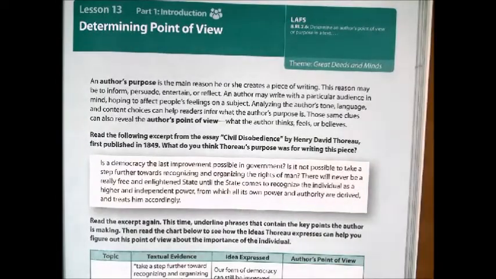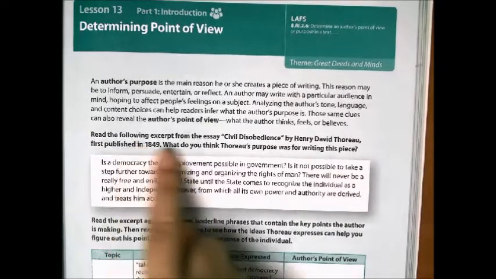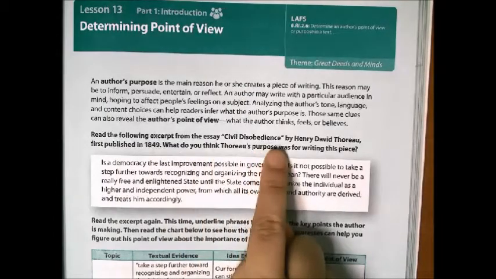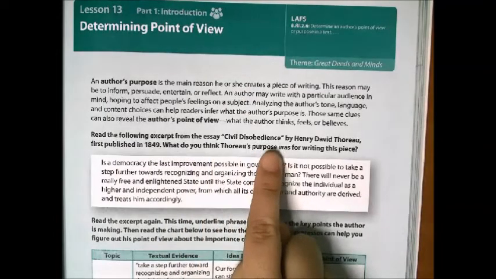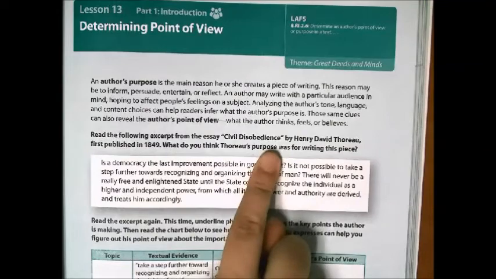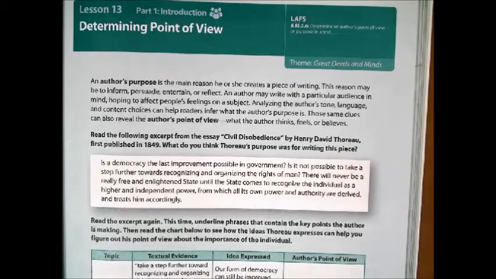So, it gives us an excerpt. Here it says, read the following excerpt from the essay Civil Disobedience by Henry David Thoreau, first published in 1849. What do you think Thoreau's purpose is for writing this piece? So let's go ahead and read it.